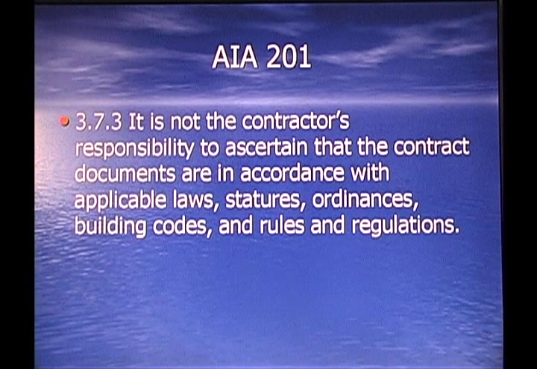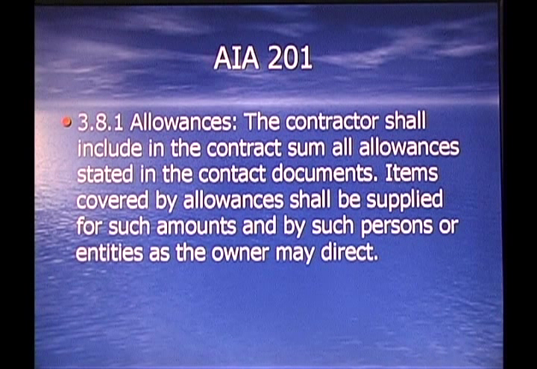3.7.3, it is not the contractor's responsibility to ascertain that the contract documents are in accordance with applicable laws, statutes, ordinances, building codes, and rules and regulations. That's the architect's job. 3.8.1, allowances. Allowances comes up quite often on the exam. The contractor shall include in the contract sum all allowances stated in the contract documents. Items covered by allowances shall be supplied for such amounts and by such persons or entities as the owner may direct.